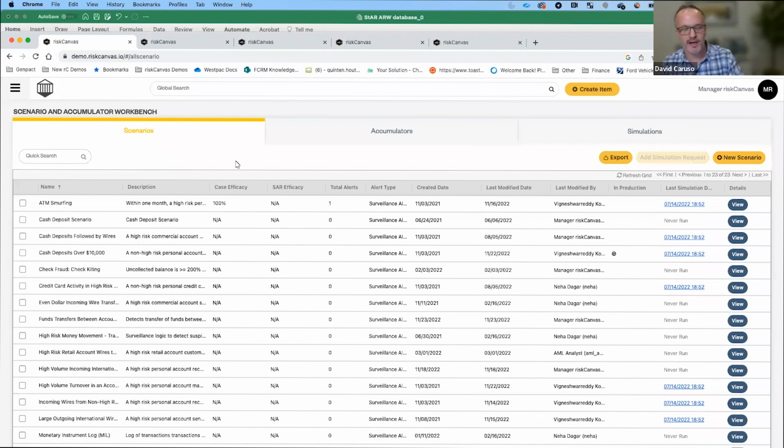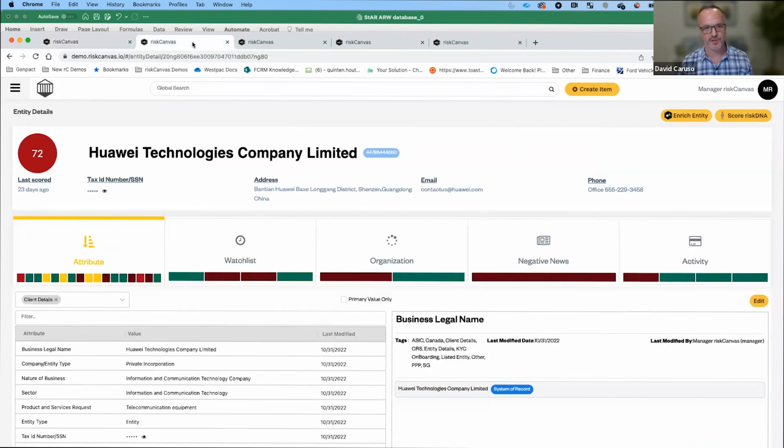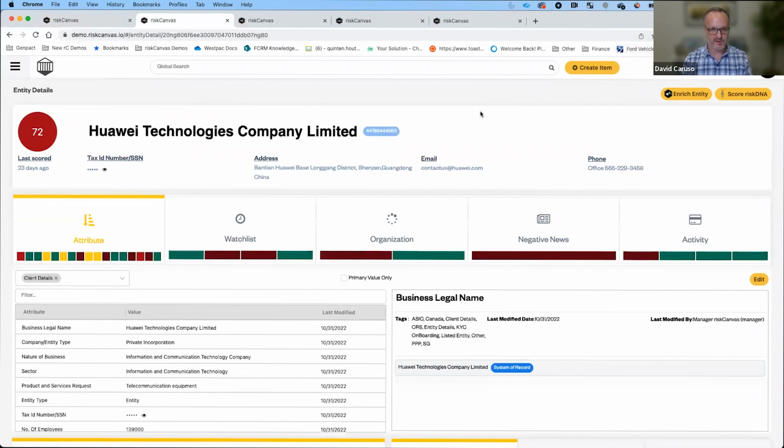Okay, so now we're joined by Quinn Hout, who's going to talk a little bit about the Risk Canvas application in the context of corruption. And just to remind everyone, FinCEN has declared corruption one of the national anti-money laundering and counter-financing of terrorism priorities.